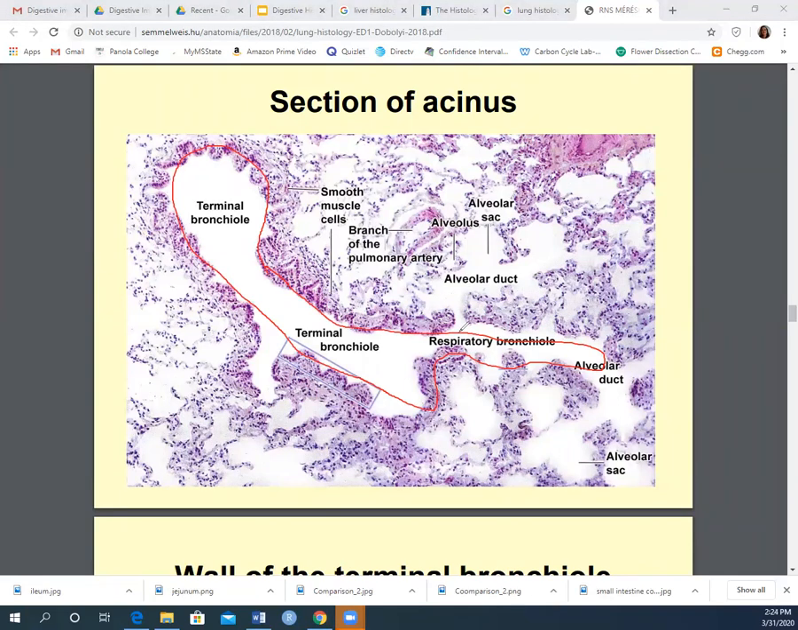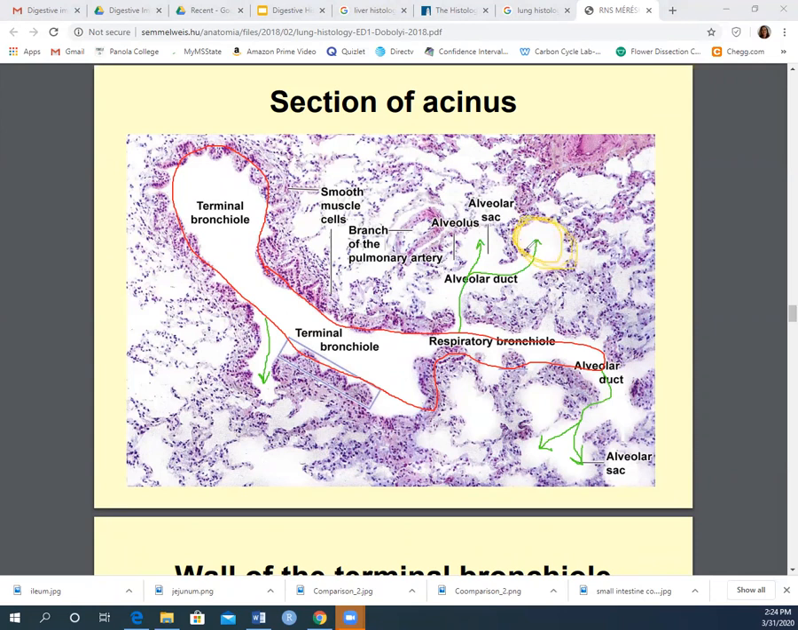And then coming off of that, you'll see this passageway that is smaller, that's going to go to these different alveolar sacs. You can see them in green here. These are going to be your alveolar ducts. So they're just going to lead off of that bronchiole and into the actual alveolar sacs. And then your alveolar sac is just going to be that whole collection.